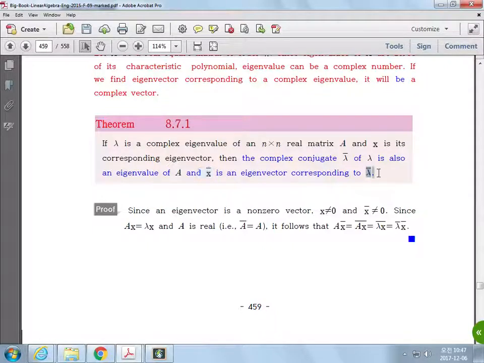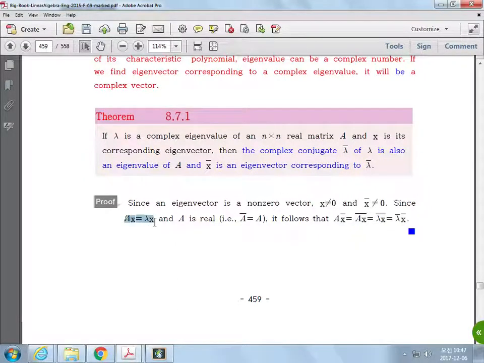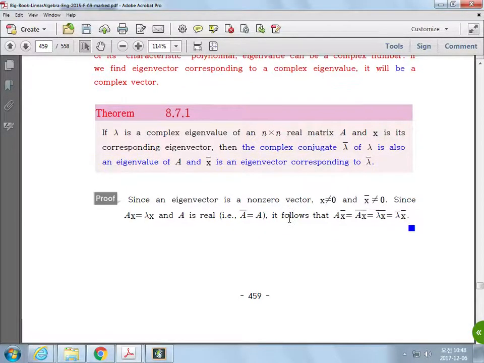corresponding to lambda conjugate. Because if Ax is equal to lambda x, and x is an eigenvector, and A is real, then as you see, A conjugate is the same as A, isn't it? So if you take the conjugate, Ax conjugate should be the same as lambda x conjugate, which can be written with the left-hand side as the real matrix A times x conjugate. Which means this lambda conjugate is an eigenvalue of A, and this x conjugate is a corresponding eigenvector. Okay? So if you have a real matrix, if lambda is an eigenvalue, then its conjugate is also an eigenvalue. So this is a very interesting fact.